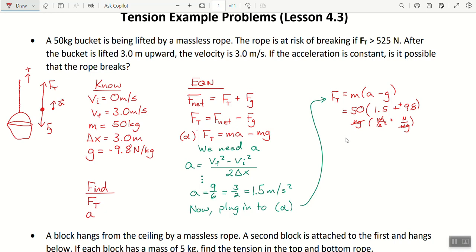Okay, I think, not think, this is 50 times what? 11.3? Ooh, I don't know what that is, but somebody's going to be able to hook it up. 565 newtons? Awesome. We're done, right? We just found the force tension was 565 newtons. That's the end of the problem. No. Why? Oh, man.